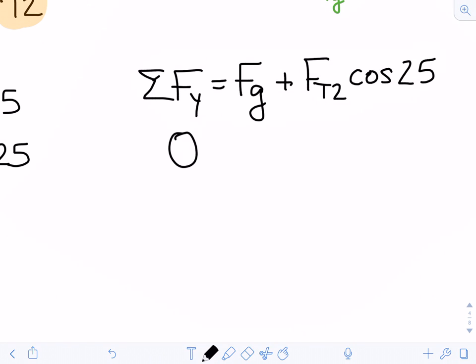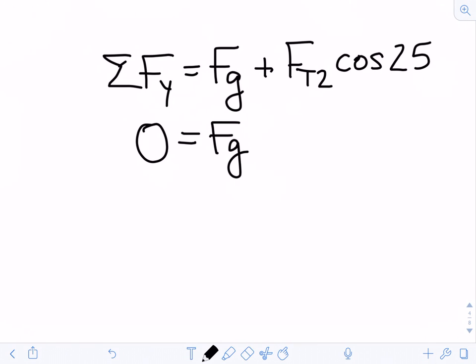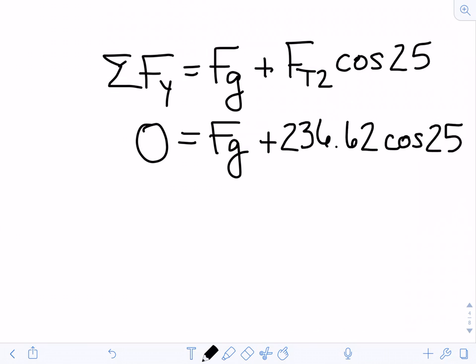And Newton's first law says that this will sum to 0. And this is where I need to worry about positive or negative for Ft2. Now, when I think about the y component of Ft2, that component is being pulled up. So I'm just going to keep Ft2 as a positive 236.62. And now solve the problem.